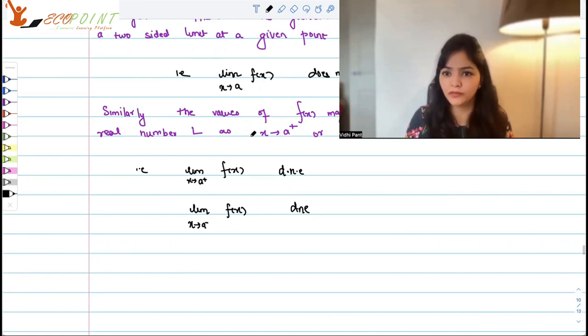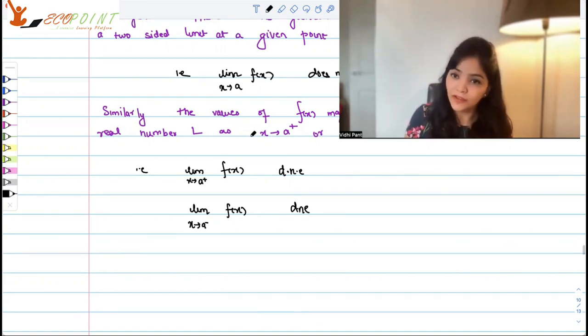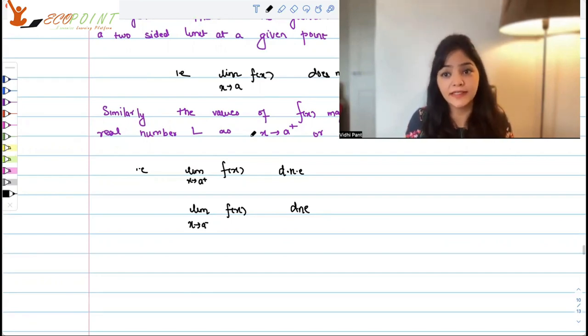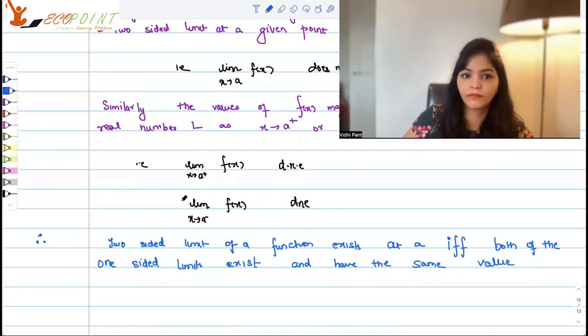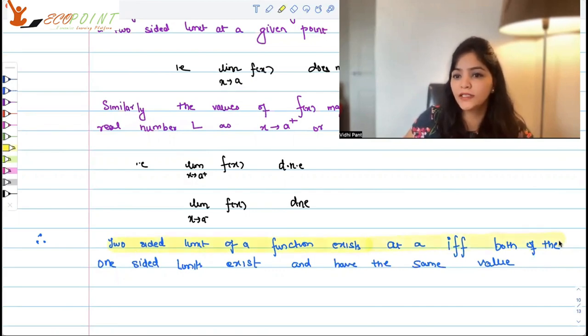Limit for any function at a point x equal to A, that is, as x approaches A, the limit of f(x) exists if and only if from the left and from the right, it is the same finite point L that f is approaching. So formally writing it down now. Therefore, the two-sided limit of a function exists at a particular point A if and only if both one-sided limits exist and have the same value.